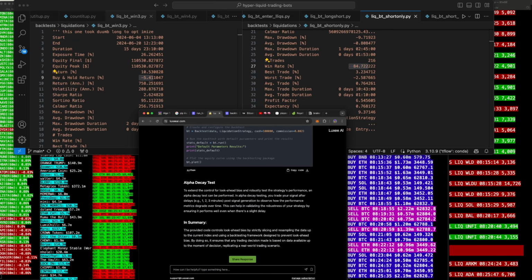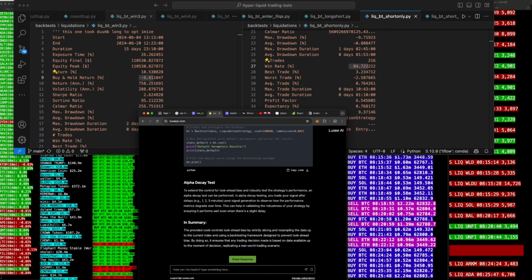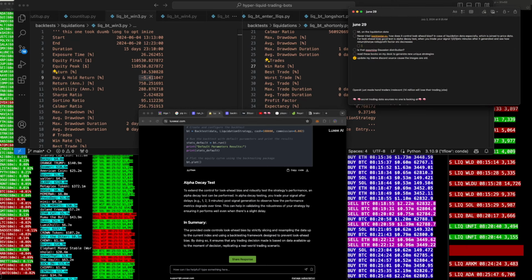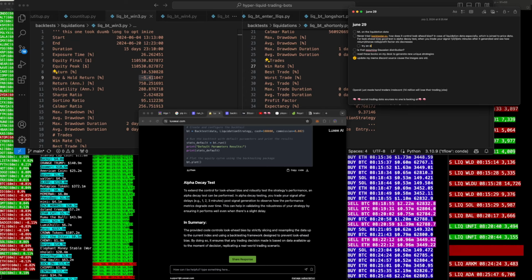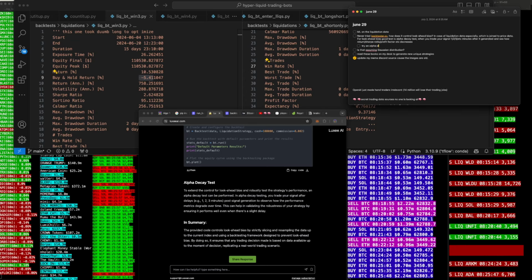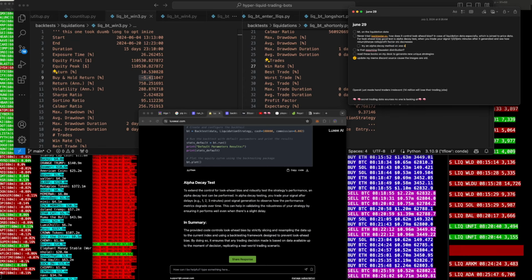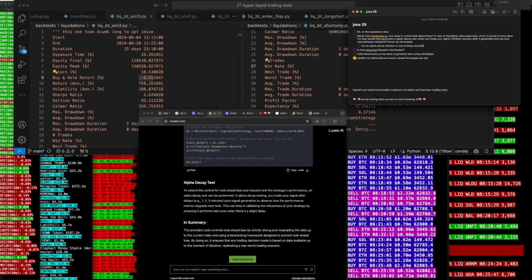Interesting, very interesting. So I'm going to try that. Go to notes here and say, let's try an alpha decay method on one of these liquidation backtests.